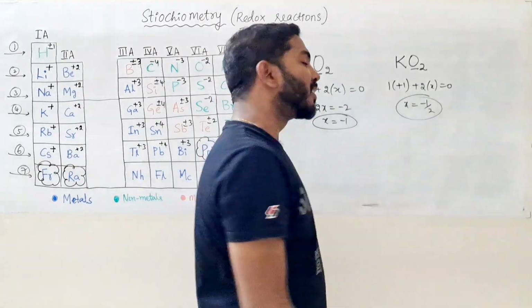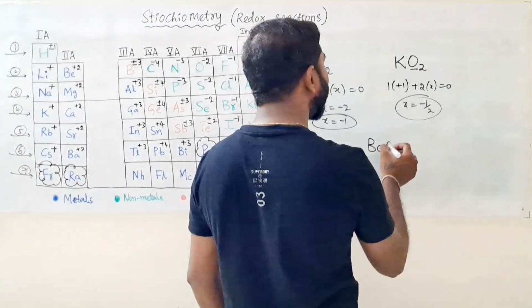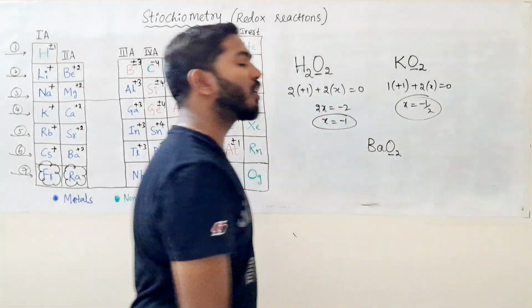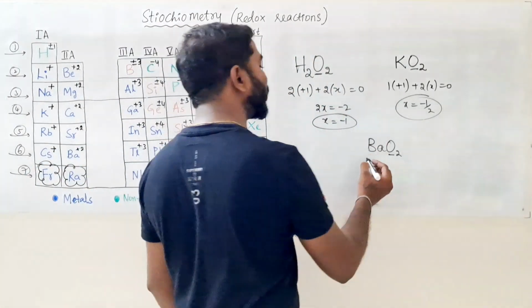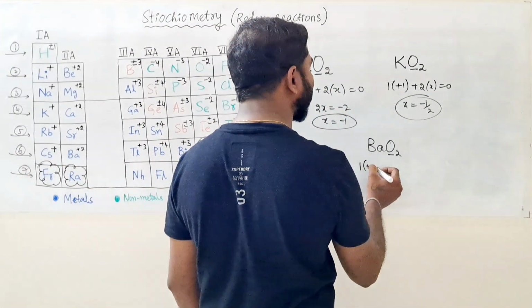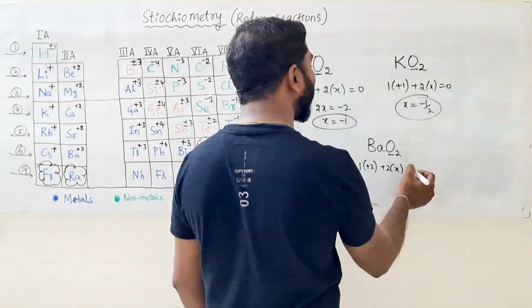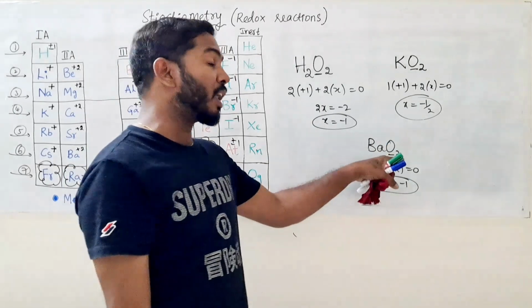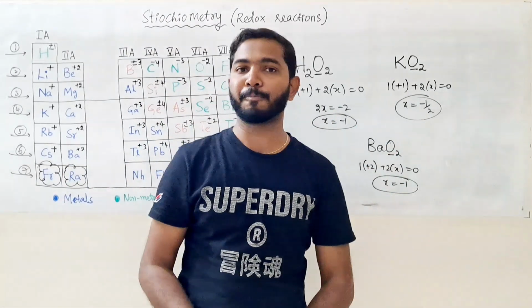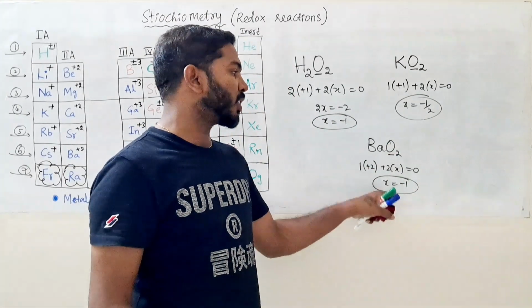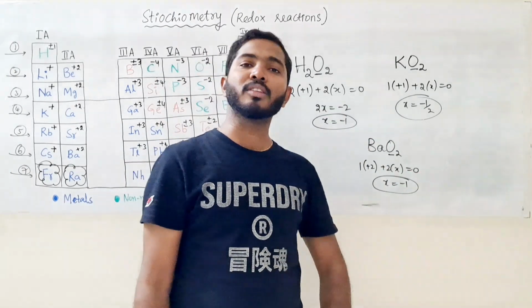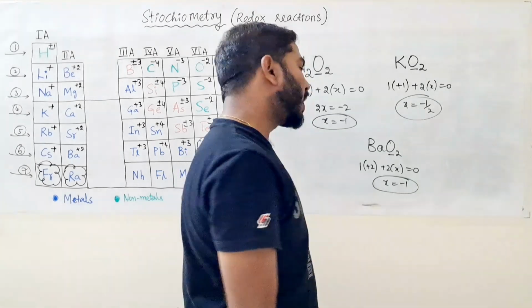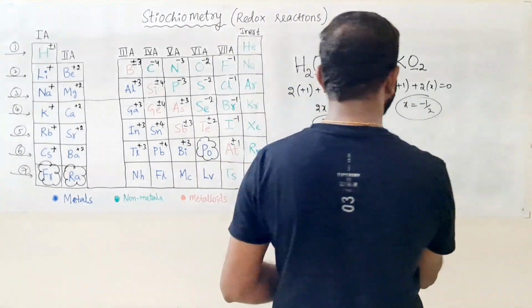Hope you understood. Suppose let's say we have BaO2, and now we need to calculate the oxidation number of oxygen. How much are we going to get? 1 barium we have, plus 2, and then 2 into x equals 0, x is going to come out as minus 1. So this is now barium peroxide. Since the oxidation number of oxygen we got as minus 1, it is called barium peroxide. Clear? And now we can take a few more examples.